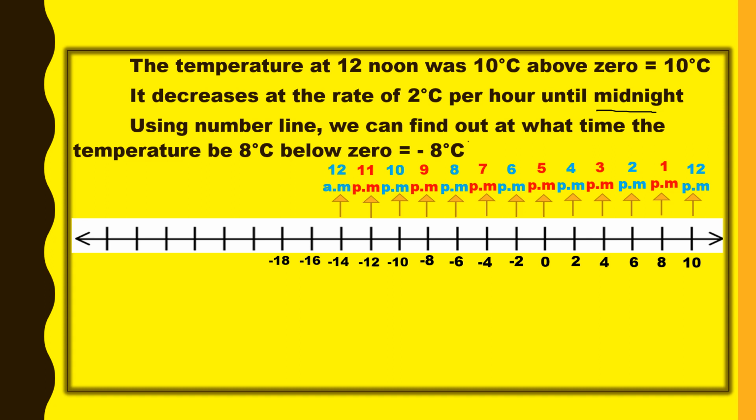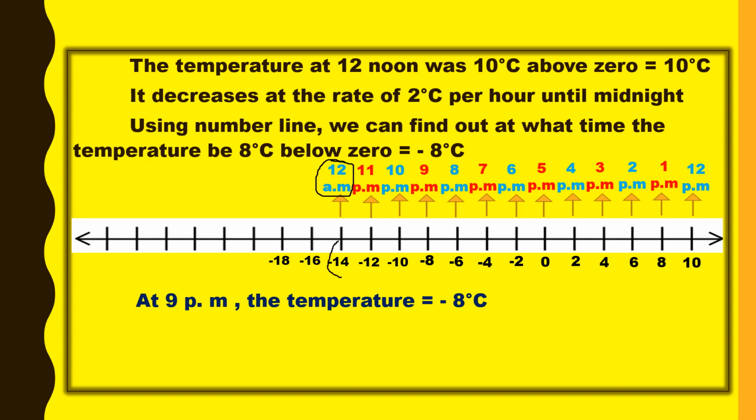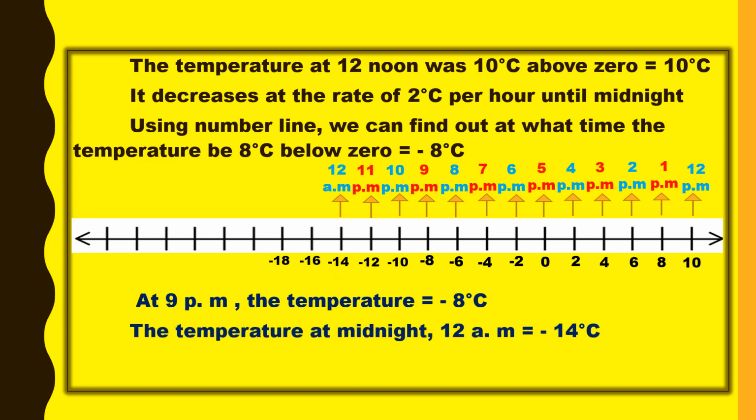Okay. So here the first question is minus 8 degrees Celsius. If you see here, minus 8 degrees Celsius is at 9 o'clock, 9 p.m. So I can write: at 9 p.m. the temperature is minus 8 degrees Celsius. Now one more question is, at 12 a.m., in the midnight, what is the temperature? So it is minus 14 degrees Celsius. So I can write: at 12 a.m. the temperature is minus 14 degrees Celsius.